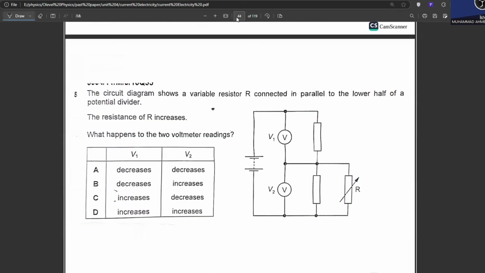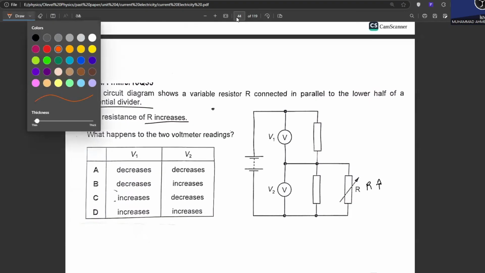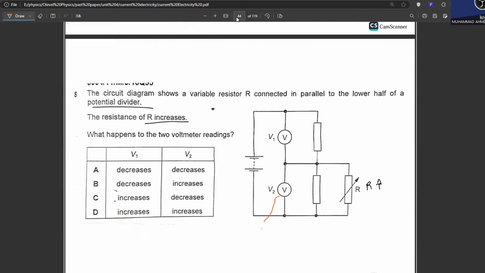Let's see this. The circuit diagram shows a variable resistor R connected in parallel to a lower half of a potential divider. The resistance of R is increased. If you increase the resistance R, what will happen? The voltage V2 will increase. Why? Because we have studied voltage is directly proportional to resistance in series. If you increase the resistance, the voltage across V2 will increase. However, if the voltage across V2 increases, the voltage across V1 will decrease.